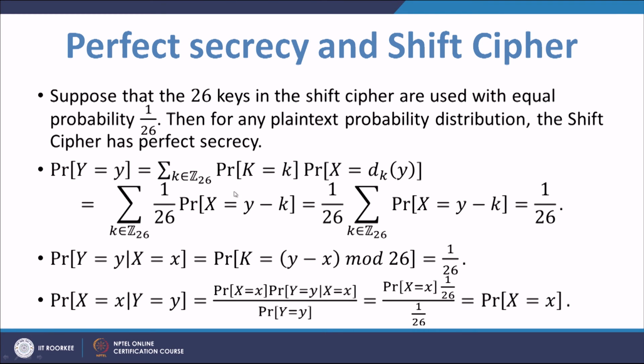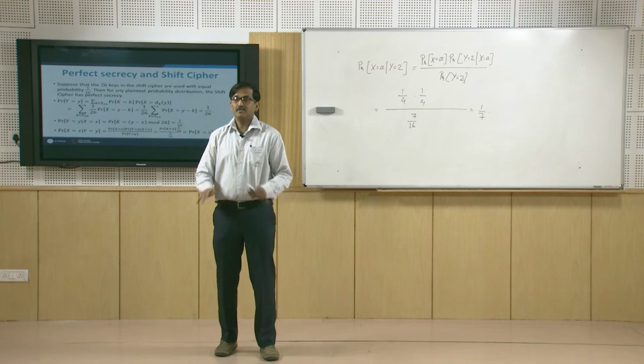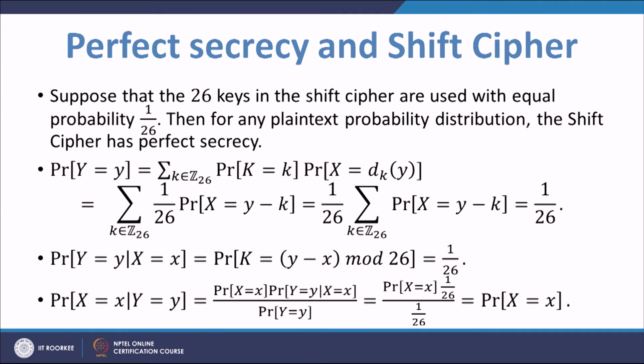Now our assumption is that keys are chosen equiprobably, that means there is no bias. If there is no bias, then probability of K equal to k is 1 by 26. I take 1 by 26 out, and now I am varying k over Z sub 26, but y is fixed over here. Therefore, y minus k modulo 26 is going to vary over the whole space, and therefore this probability is going to sum up to 1. So, I have 1 by 26.